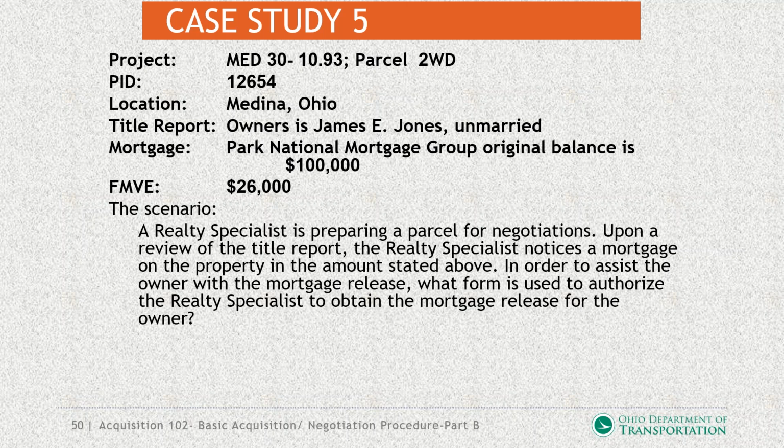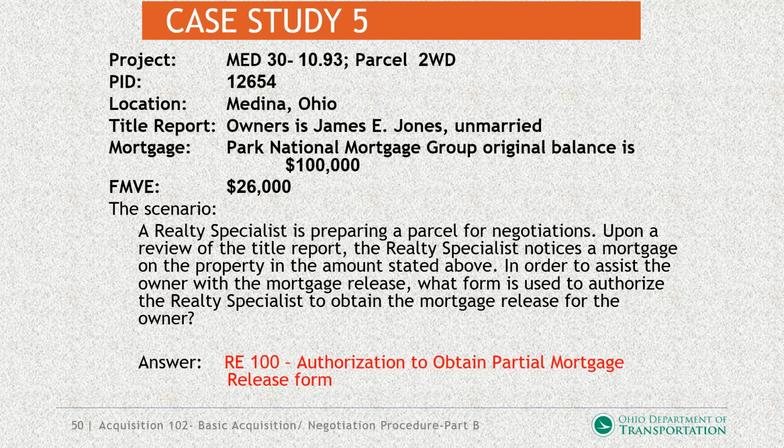A realty specialist preparing a parcel for negotiations, upon the review of the title report, notices a mortgage on the property in the amount stated above. In order to assist the owner with the mortgage release, what form is used to authorize the realty specialist to obtain a mortgage release for the owner? In this case, you don't have to worry about answering. You probably guessed the answer, but we're going to provide that to you. That's going to be the RE100 form, which is used to give the authorization to obtain a partial mortgage release form.